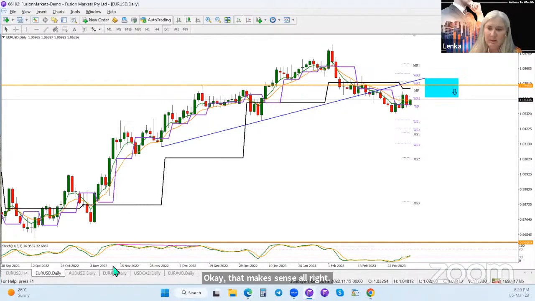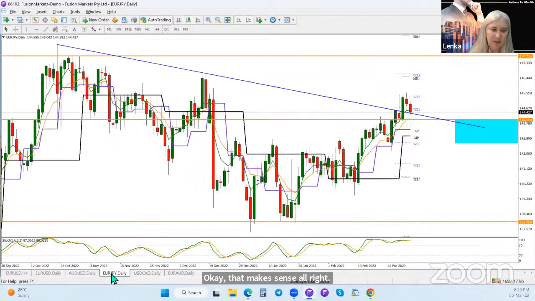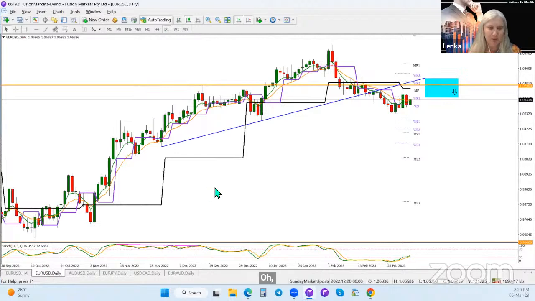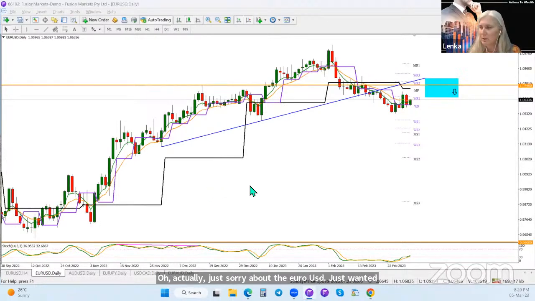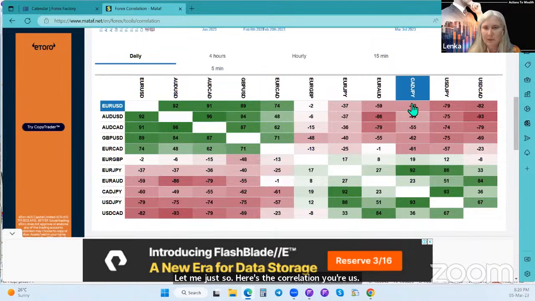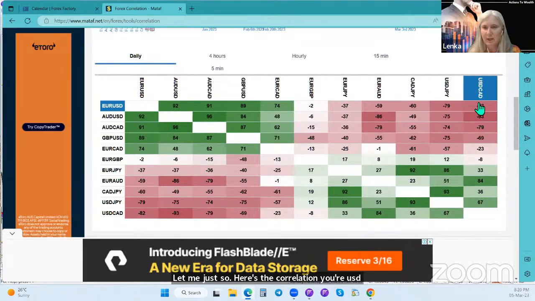All right, and the last currency pair that I will be looking at this week is Euro JPY. Oh, actually, sorry about the Euro USD. I just wanted to have a look at the timing. So here is the correlation: Euro USD against USD CAD. Again, negatively correlated.